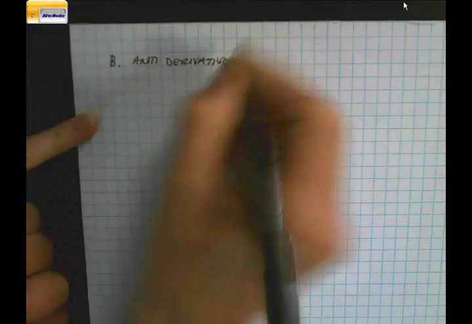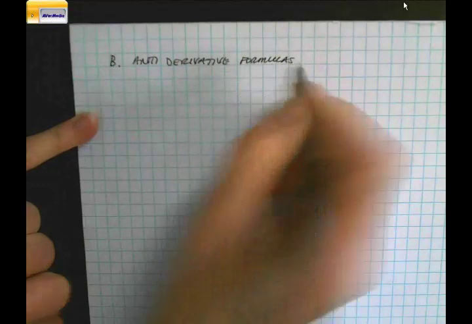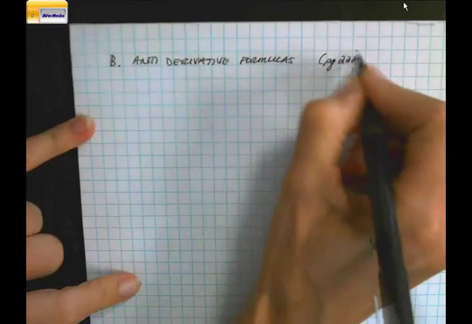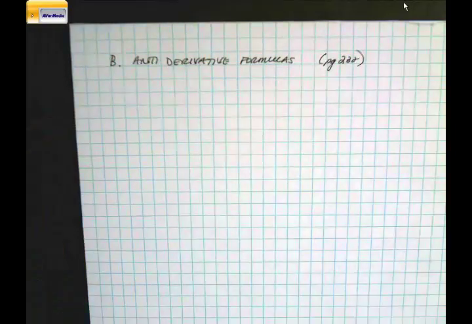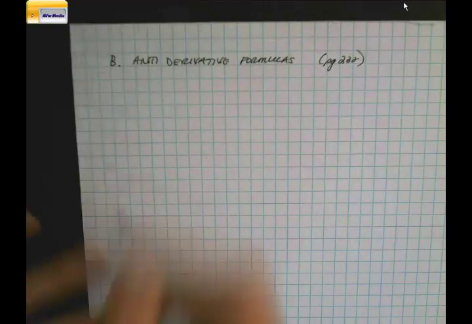Antiderivative formulas. Okay, antiderivative formulas. And these are in the textbook on page 232. So if you want to go into your textbook and print this page, if you can print one page? I don't know if you can or not.